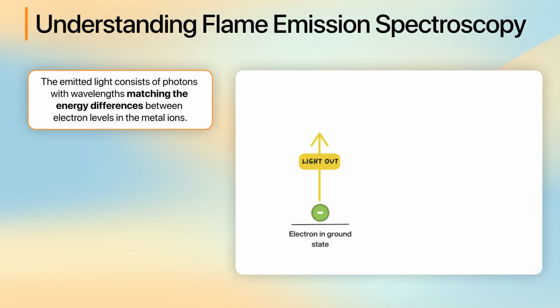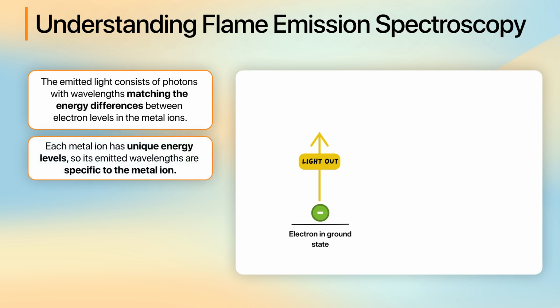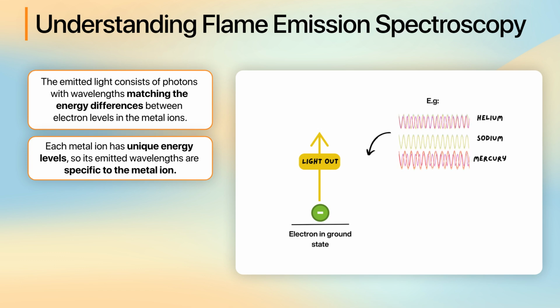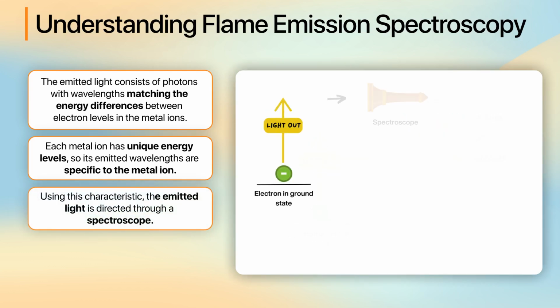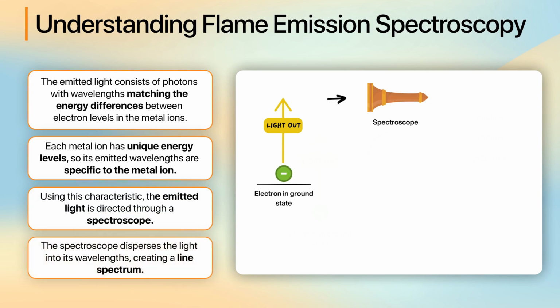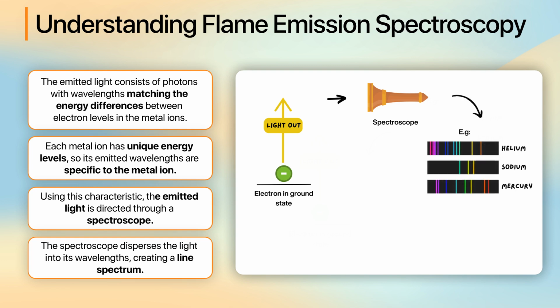The emitted light consists of photons with specific wavelengths, which correspond to the energy differences between the electron energy levels in the metal ions. Each metal ion has a unique set of energy levels, so the wavelengths of light emitted are characteristic of the specific metal ion. Using this characteristic, the emitted light is directed through a spectroscope. The role of the spectroscope is to disperse the light into its component wavelengths, creating what we call a line spectrum.